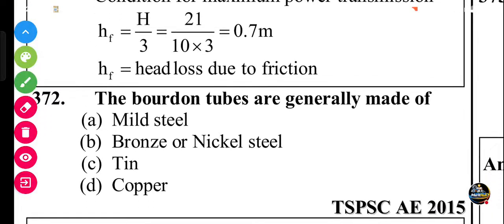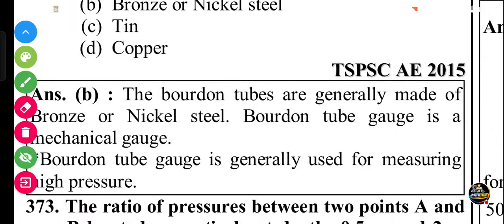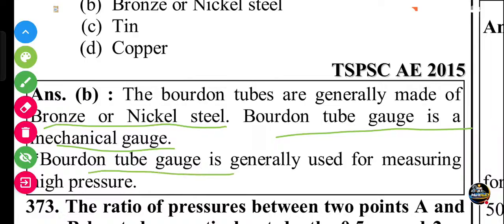Next question. The Bourdon tubes are generally made of mild steel, bronze, nickel steel, tin, or copper. Then bronze and nickel steel. The Bourdon tubes are generally made of bronze and nickel steel. Bourdon tube gauge is a mechanical gauge. Bourdon tube gauge is generally used for measuring high pressure.